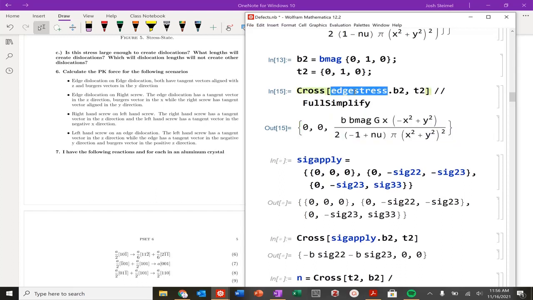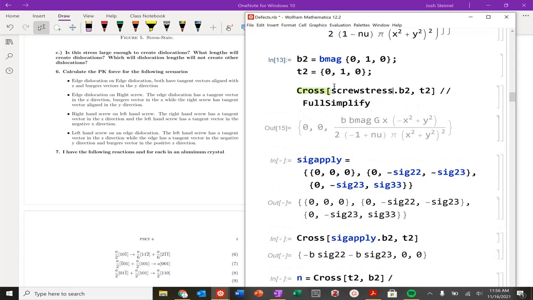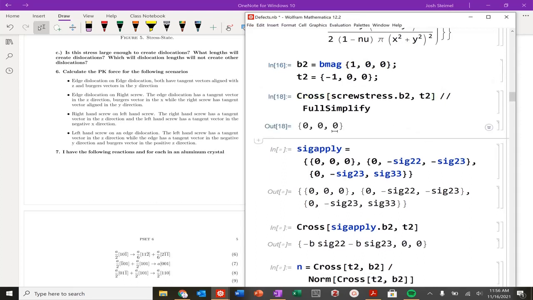Now I'm going to change my stress to screw stress. So a right hand screw on a left hand screw. Right hand screw, tangent vector there. We know it must be in order to write that stress state. The left hand screw has a tangent vector in the negative X direction. So that means it's anti-parallel. And again, edge or screw on screw, we're not going to have that defect.